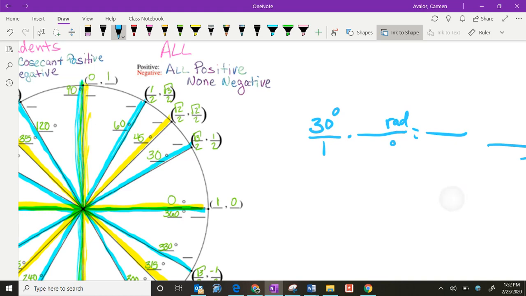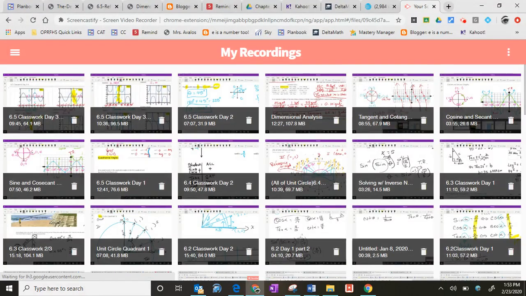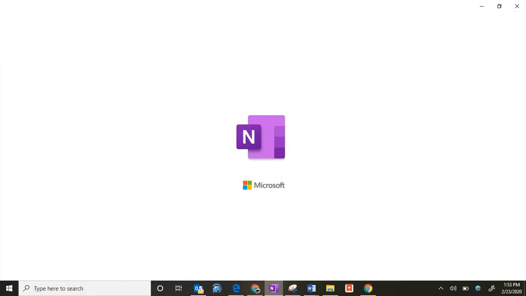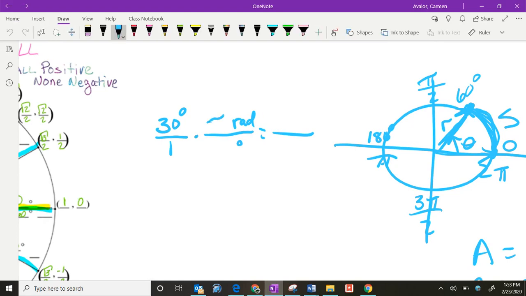So we need to know a relationship. The easiest relationship to use is that 180 degrees is equivalent to pi. So I'm going to do 180 degrees and pi, and the zeros are going to cancel, and everything just cancels. Okay, so we're going to have this to be pi over 180.